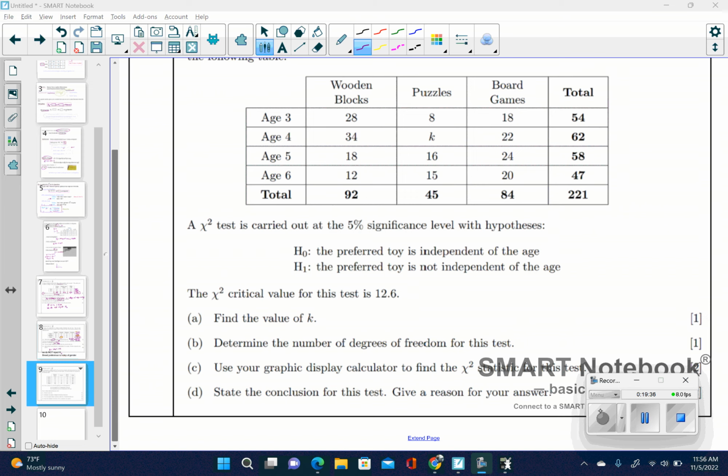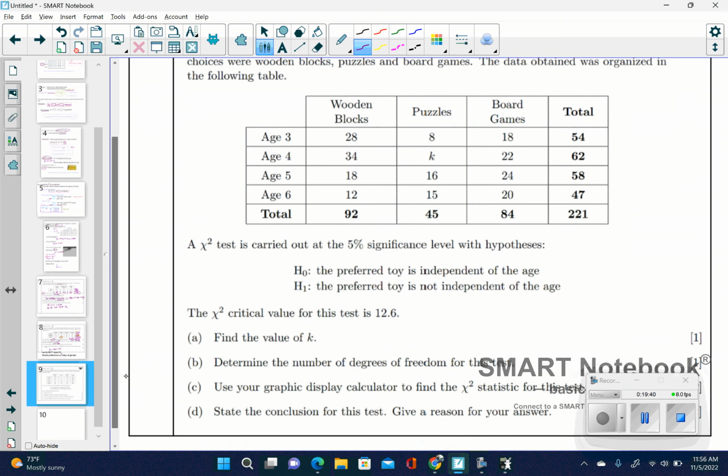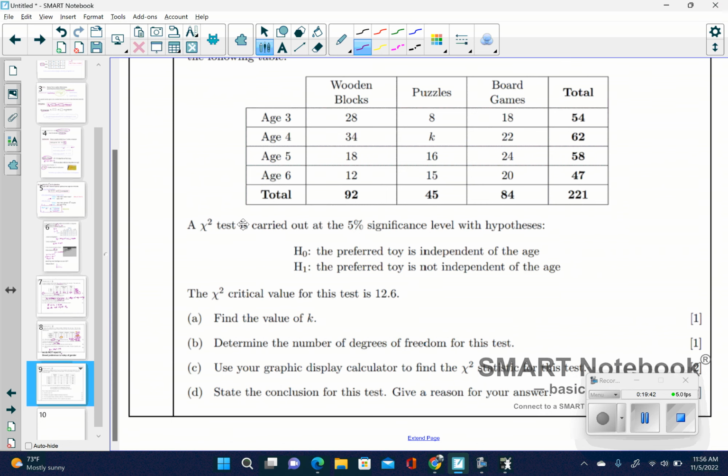All right. So for our last question, awesome. Question number 3. First thing we're asked to do is find the value of k, right? So that's actually pretty easy because the total is equal to 45. So you do 45 minus 16 minus 15 minus 8, and you'll get that the value of k is equal to 6.